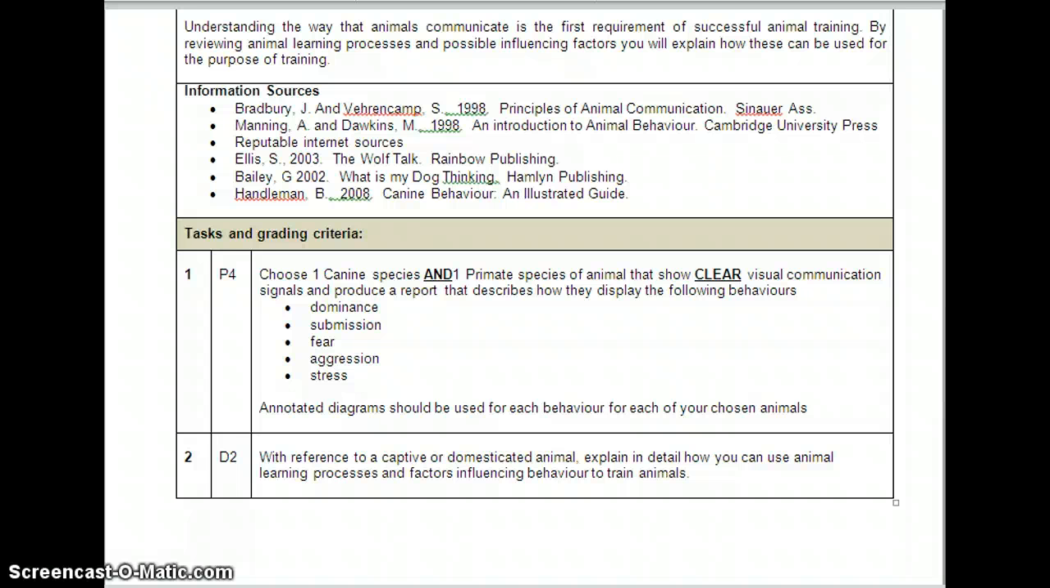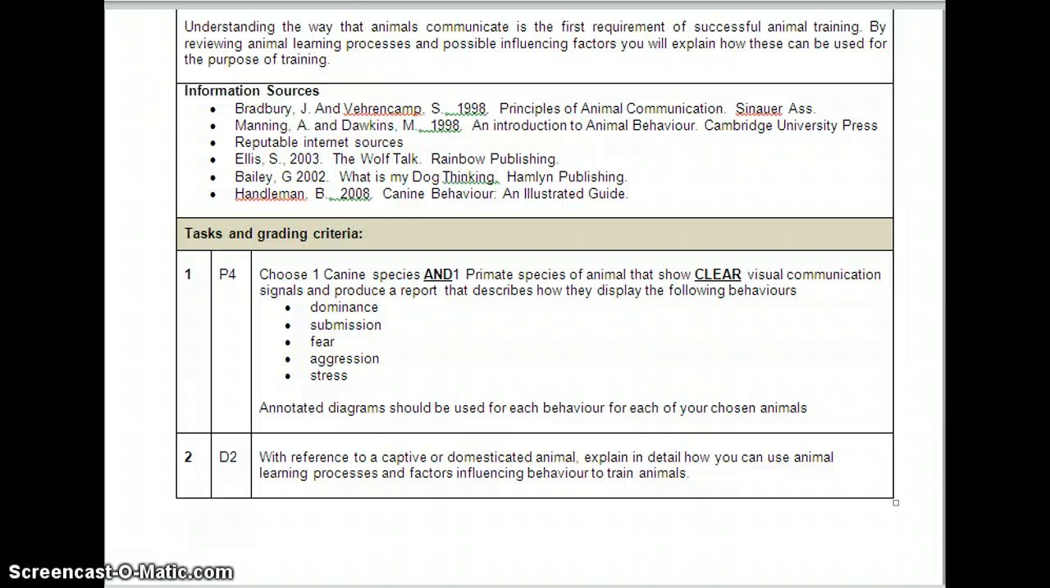Once you've given a brief description on each of those, you also need to say what kind of training can be done with each of those learning processes. So don't just tell me about the learning process, tell me about what training technique can be used with each of those learning processes. What you then also need to tell me are factors that influence behaviour. So these are factors that are going to be concerning age, environment, breed, diet and many other things, but they're just a few to get you started.